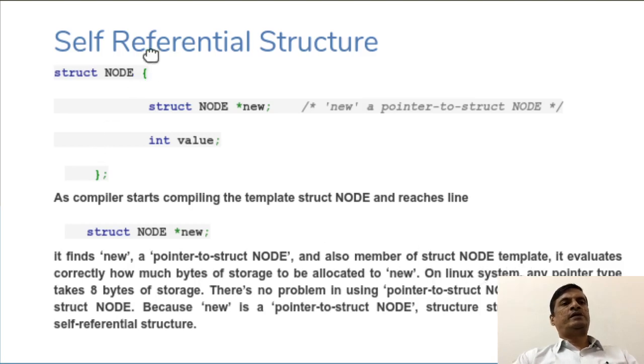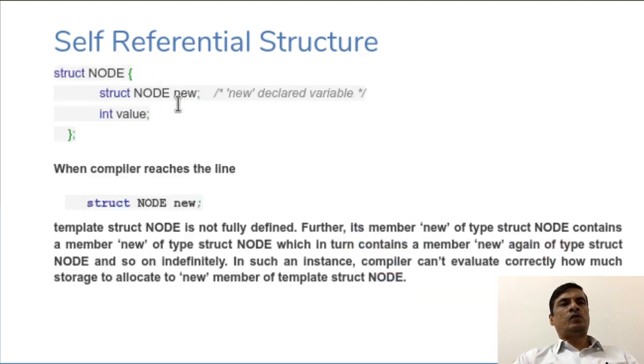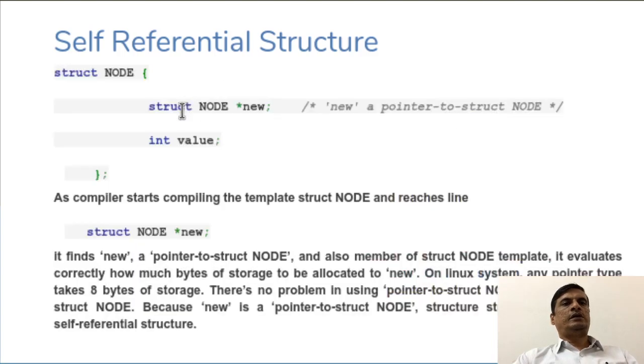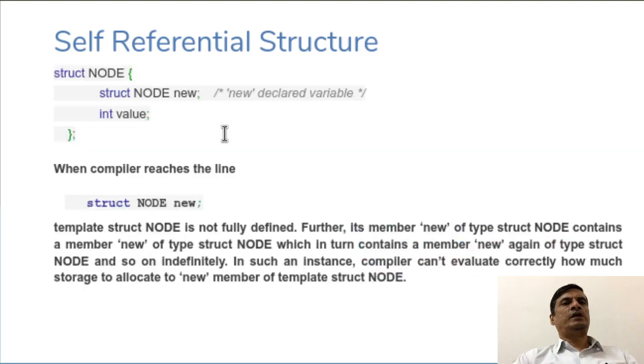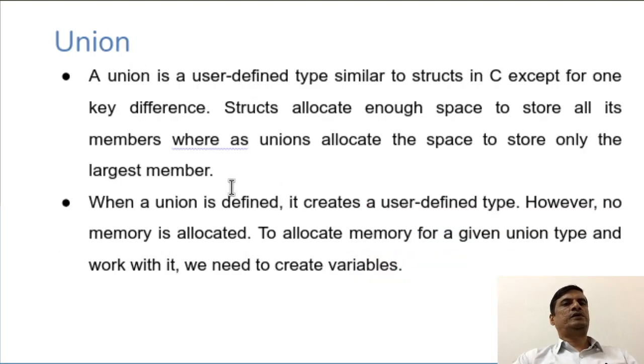So to avoid such a problem, you need to clearly understand the difference between struct node next and struct node star next. You need to clearly understand why the memory is going to be indefinite in one case, and why the memory is going to be definite in the other, because it is a pointer variable which points to some address, which generally will be 8 bytes, not more than that. So you need to have a clear understanding about that.